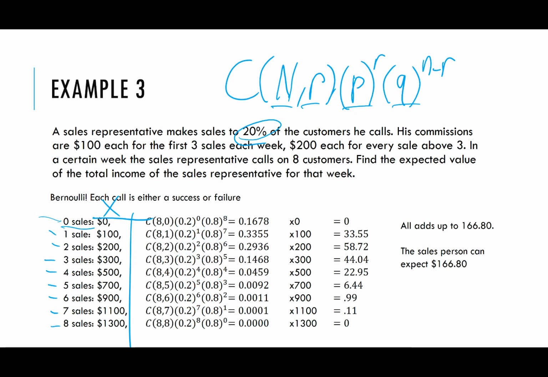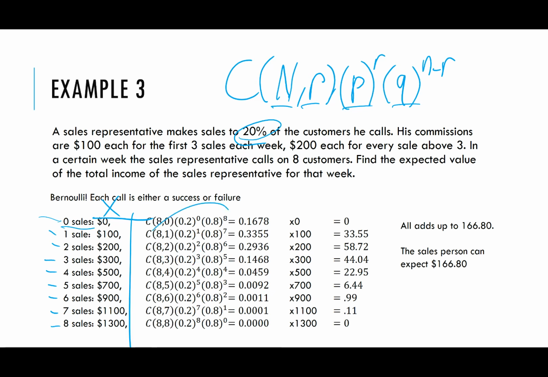Of course, the r and n minus r are the exponents. So if r was 0 here, then r is 0 here, and n minus r is 8 minus 0, so 8 minus 0 would be 8 there. So that just fills all these in, right? If r is 3 for 3 calls, then r is 3 here, which means 8 minus 3 is 5. So that's the exponent for that.